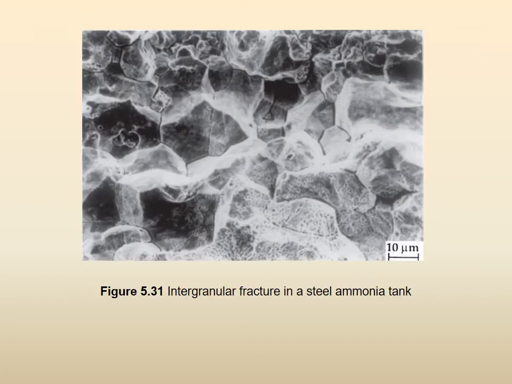Here, if you see, the grains are there, but there is a sort of fog over the grains. Because the steel was in an ammonia tank, the ammonia kept on attacking it, and then the cracks happened on the grain boundaries. The cracks, if you see, are happening on the grain boundaries. So this is one very real example, an SEM micrograph.